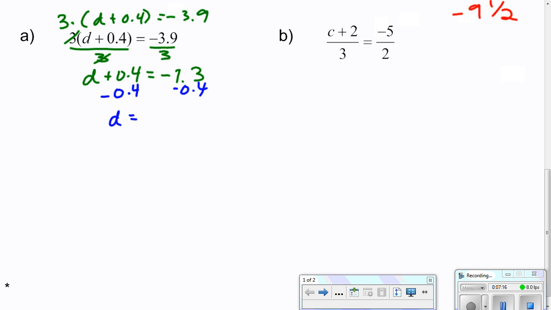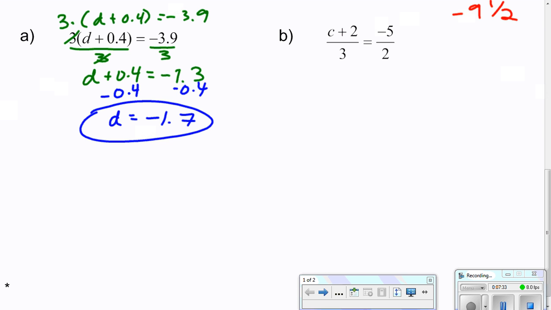So d plus 0 equals negative 1.7. Same as what we got the first time around. So that's nice and easy. And that's it. Solved. Done. Way less work than distributive property. Looking at the second one.